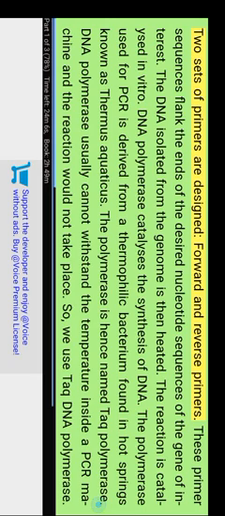2 sets of primers are designed, forward and reverse primers. These primer sequences flank the ends of the desired nucleotide sequences of the gene of interest. The DNA isolated from the genome is then heated. The reaction is catalyzed in vitro. DNA polymerase catalyzes the synthesis of DNA.